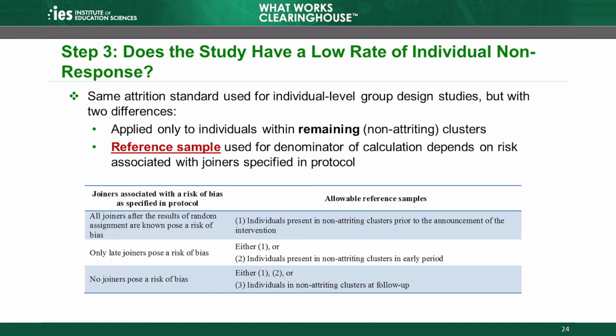The third requirement for cluster RCTs to be eligible for the highest rating is to have a low rate of individual non-response. This requirement uses the attrition standard used for individual-level group design studies, but with 2 differences. First, the attrition standard is applied only to individuals within remaining clusters, meaning the clusters that are included in the analytic sample. If a cluster were to drop from the study prior to follow-up, the WWC does not include the individuals from that dropped cluster when measuring individual non-response.